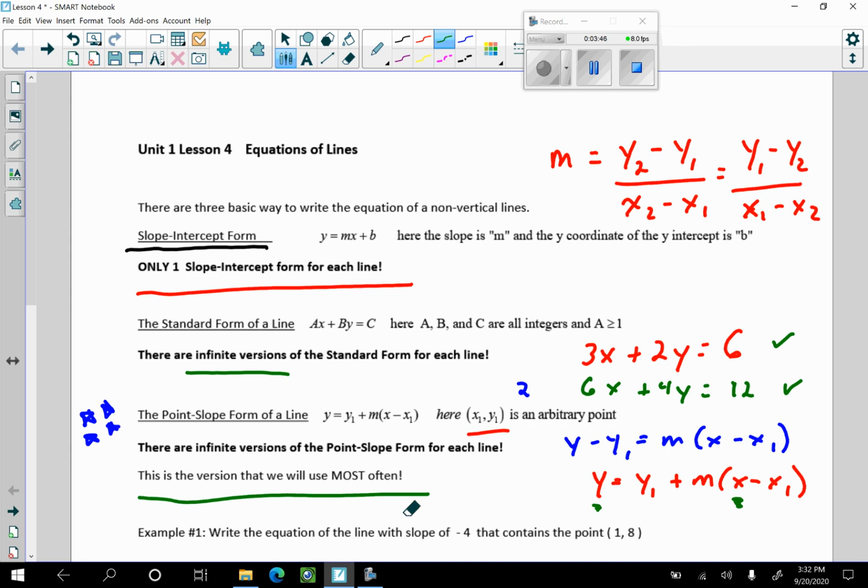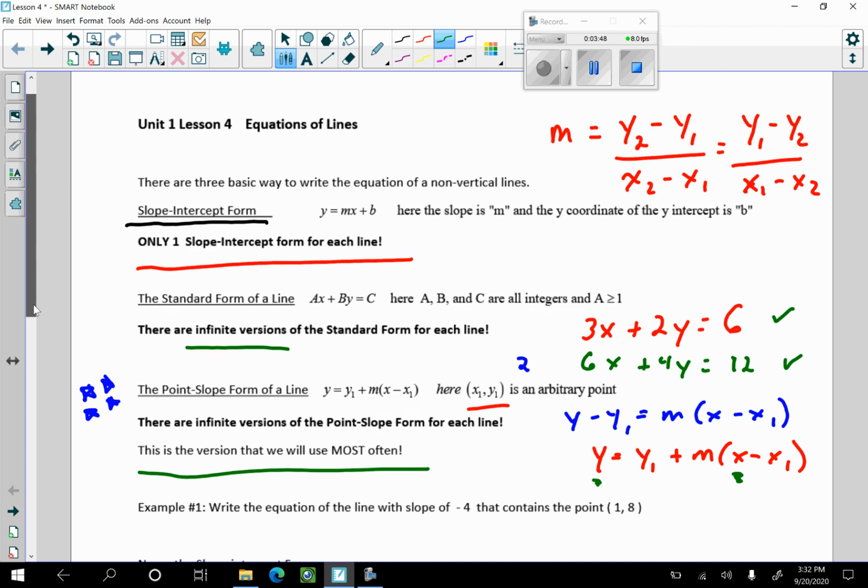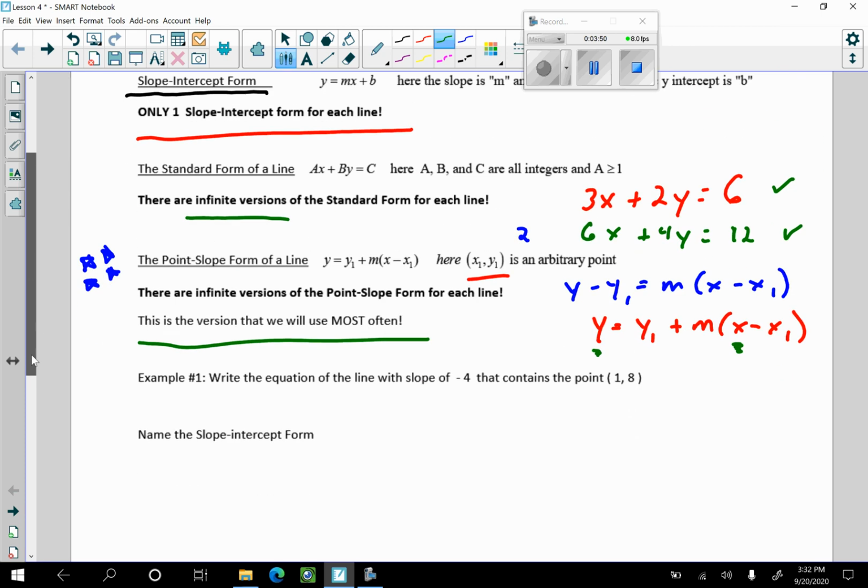So let's go to example 1. Example 1 says, write the equation of a line with slope of -4 that contains the point 1 comma 8. And we want the slope-intercept form. So what we're going to do is start with the point slope form, and we're going to end up with slope-intercept form.